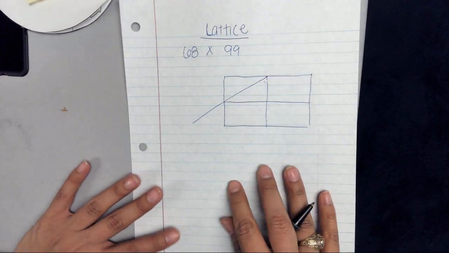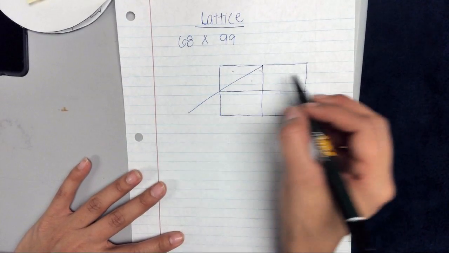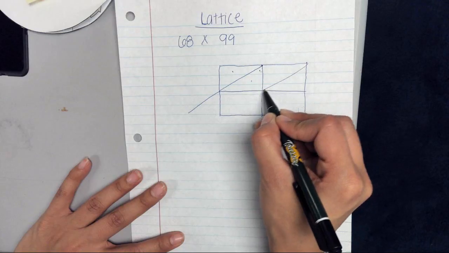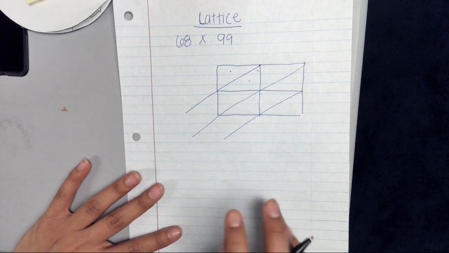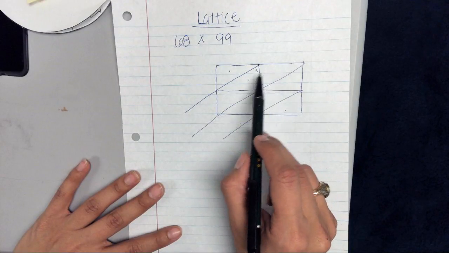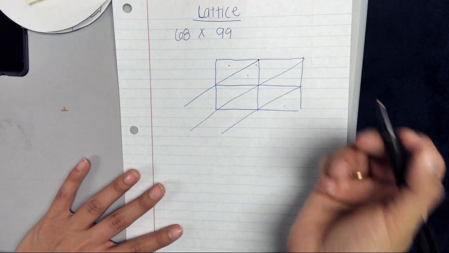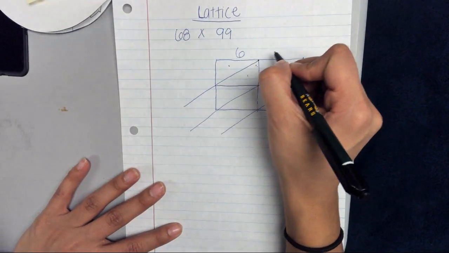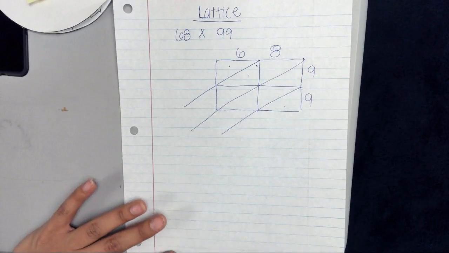We're going to make triangles here. So we cut from the corner and cut through. Cut from this middle corner, cut through. Cut from this corner and cut through. So if you notice, we created a bunch of triangles inside of our big square window. You put 6 and 8, 9 and 9.